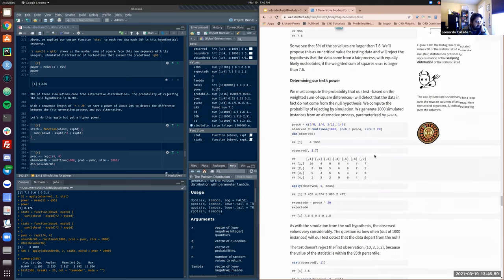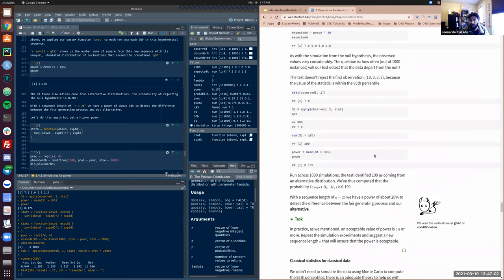So we scroll now down to what we have. We computed the deviations. So that's the deviations under this skewed or not even distribution. And we can compare that against the 95% quantile from the null hypothesis. So here they're asking, how many times do we get more extreme values than what was observed under that null hypothesis? So that's 199 out of 1,000.